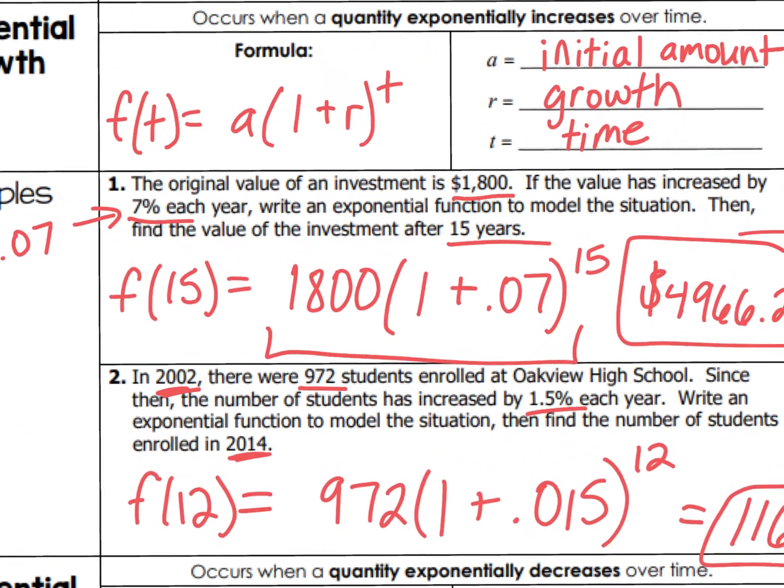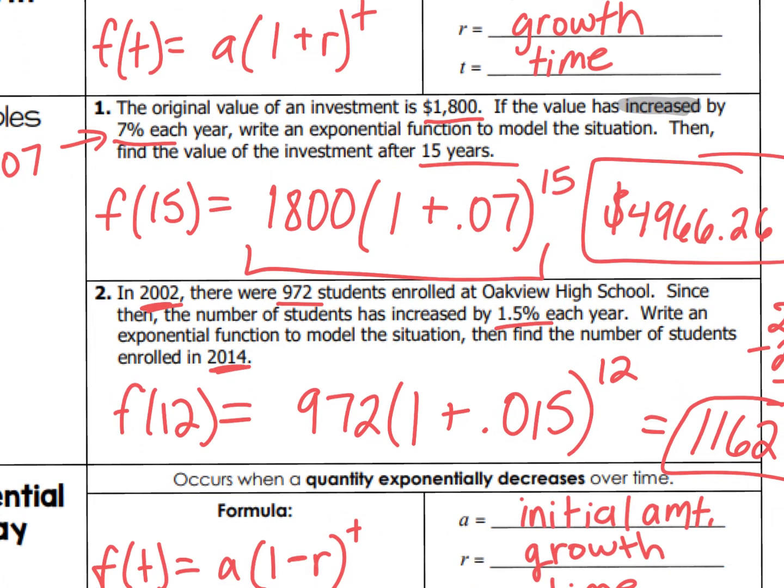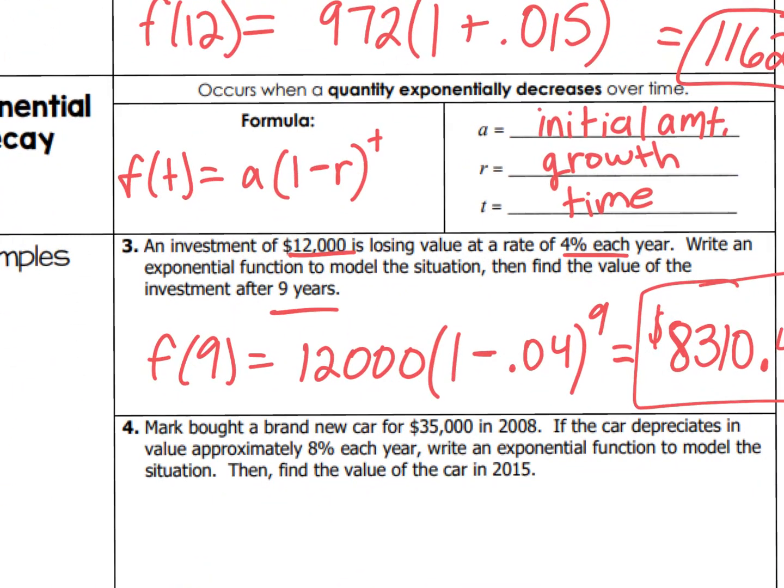So let's look at number 1. What's a key word that's going to tell you that that was growth and not decay? Yeah, the word increase. Same thing on number 2. It used the word increased. What about number 3? Losing value. And number 4, we didn't do it, but it said the word depreciate. That's the same thing as losing value. So make sure we can tell with those words which formula to use. Are you with me? Okay.